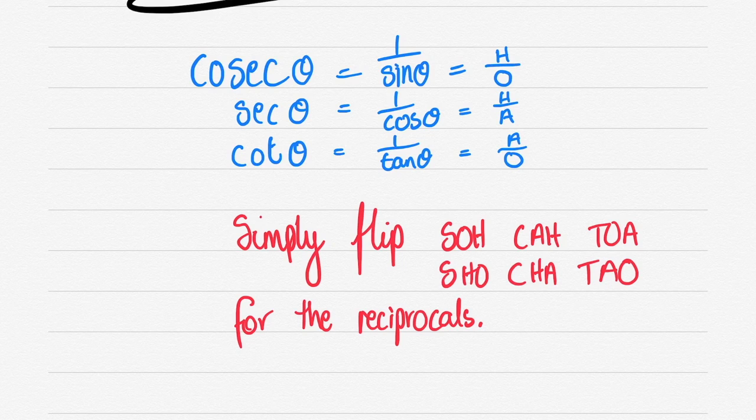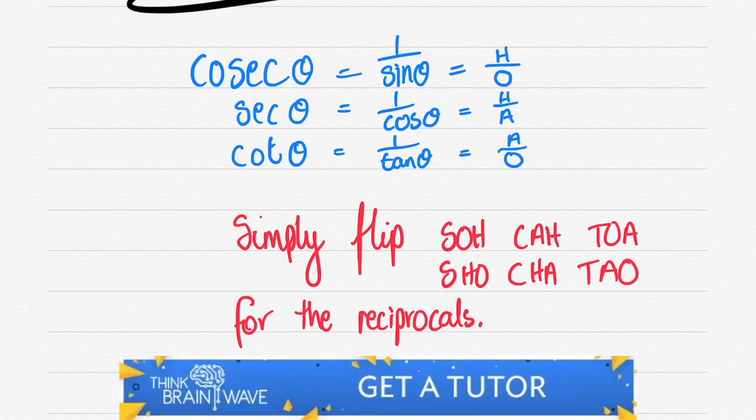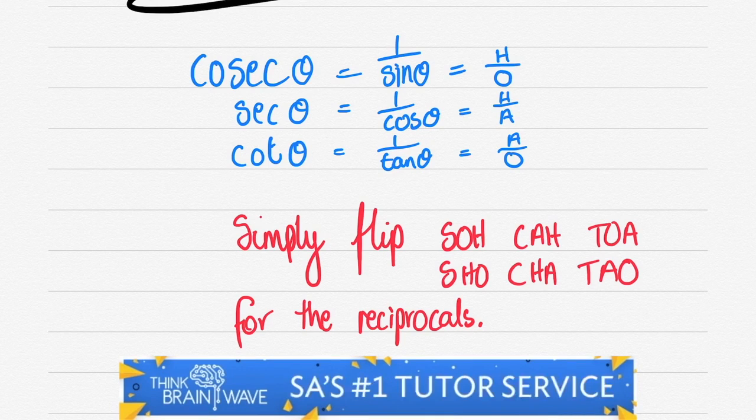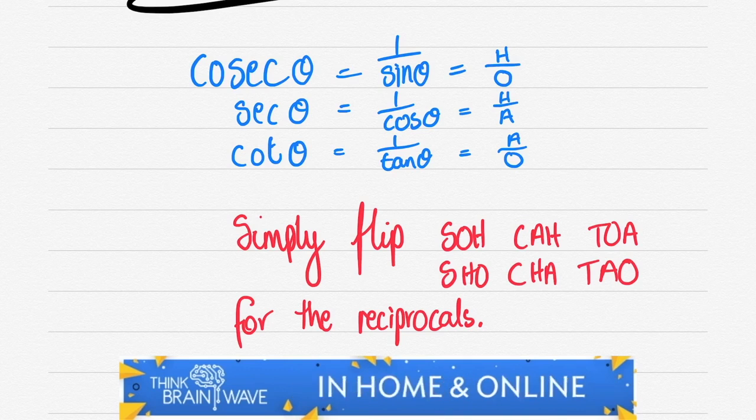So if ever a teacher asks you, or an exam asks you, listen, what is the reciprocal of x? You just say 1 over x. It's literally as simple as that. Nothing to stress about. All right. So just remember these things, SOHCAHTOA and shor, cha, tau, and you'll have an easy game.